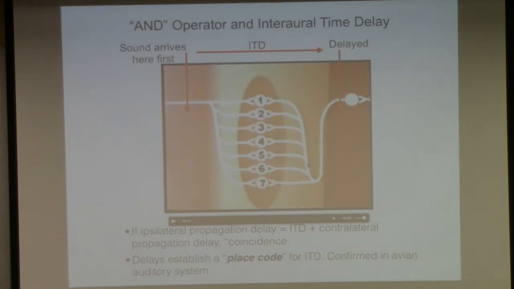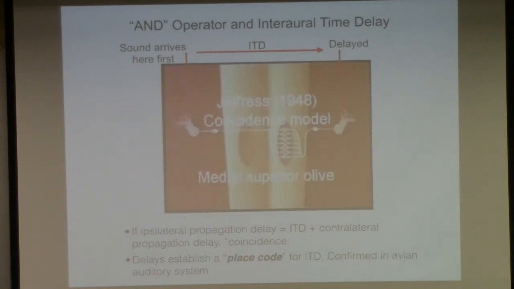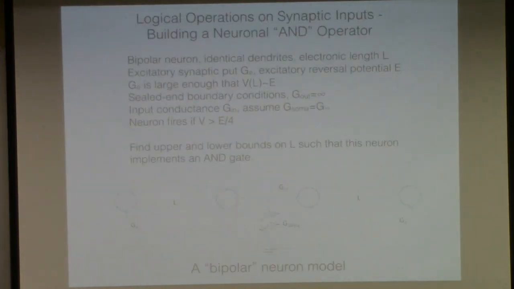So that means to be an AND operator, receiving one input alone cannot make the neuron fire. Both inputs arriving simultaneously must be the only way the neuron can fire. If that is true, the neuron can implement an AND operation. Input 1 and input 2 must be present to fire. And it's implementing coincidence detection. So let's go back and think about how we can analyze this quantitatively, in this case using Rall cable theory.